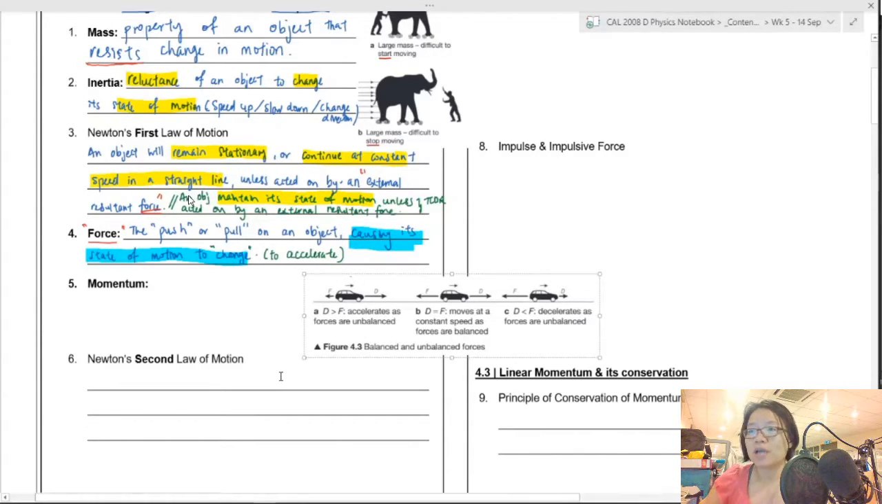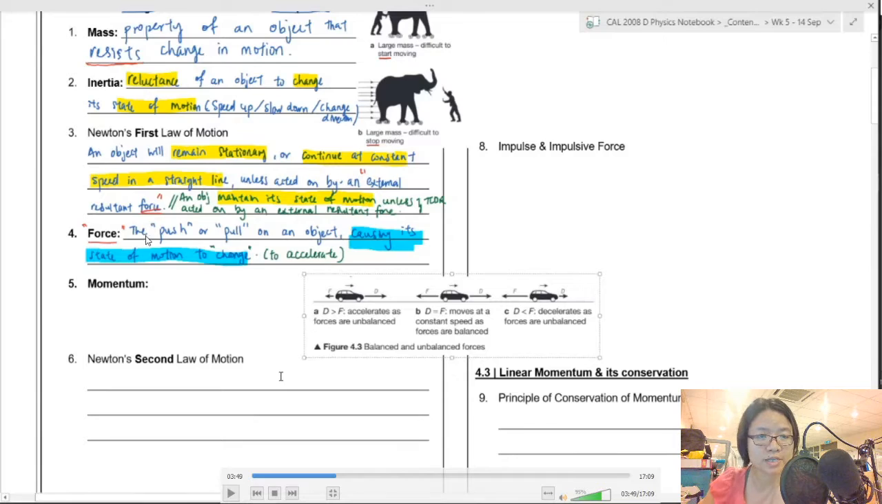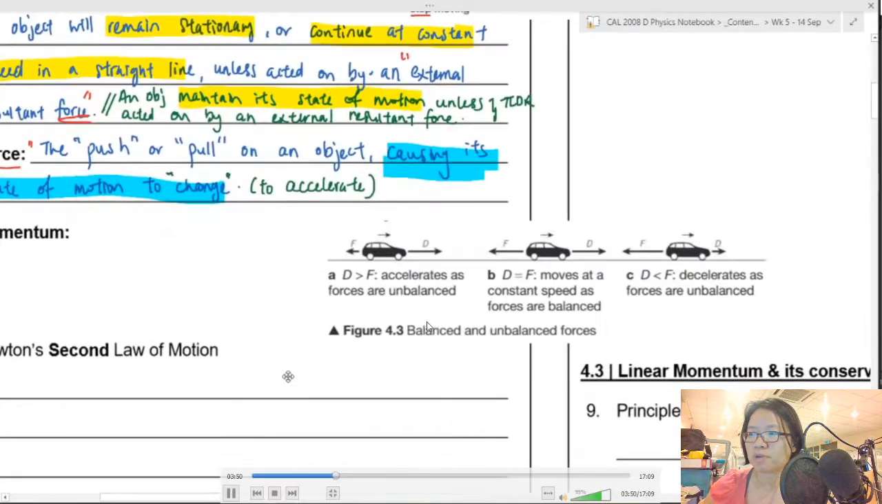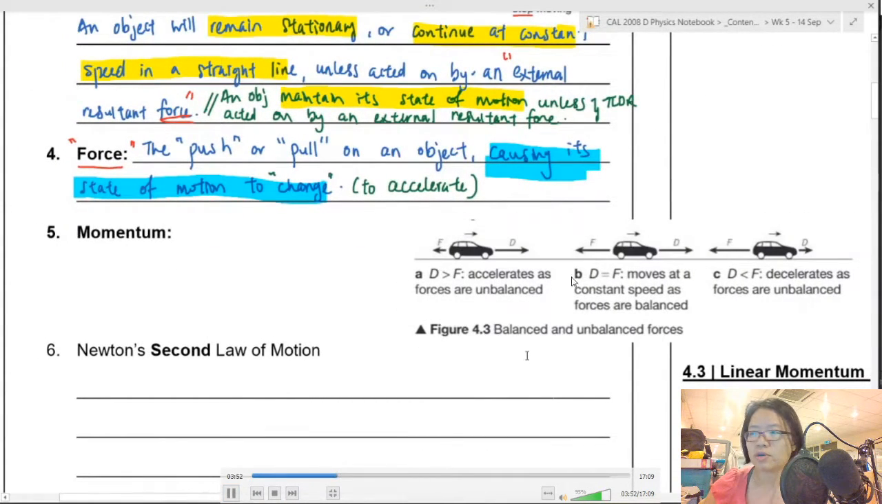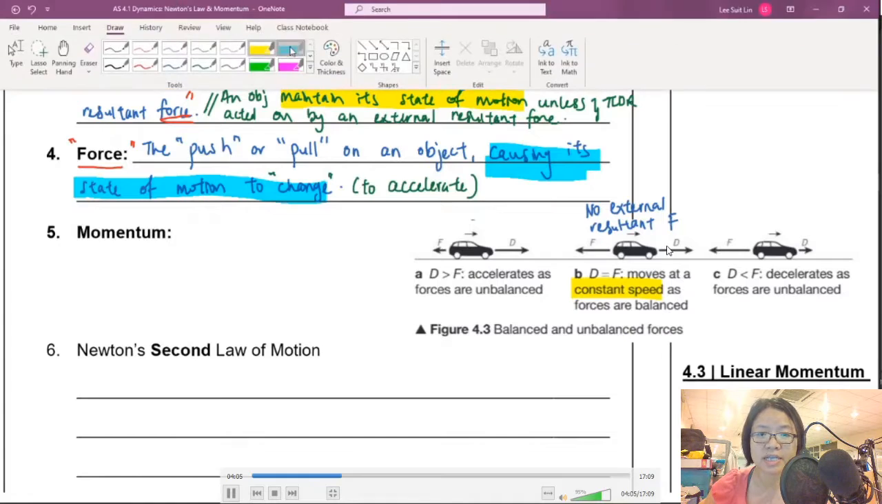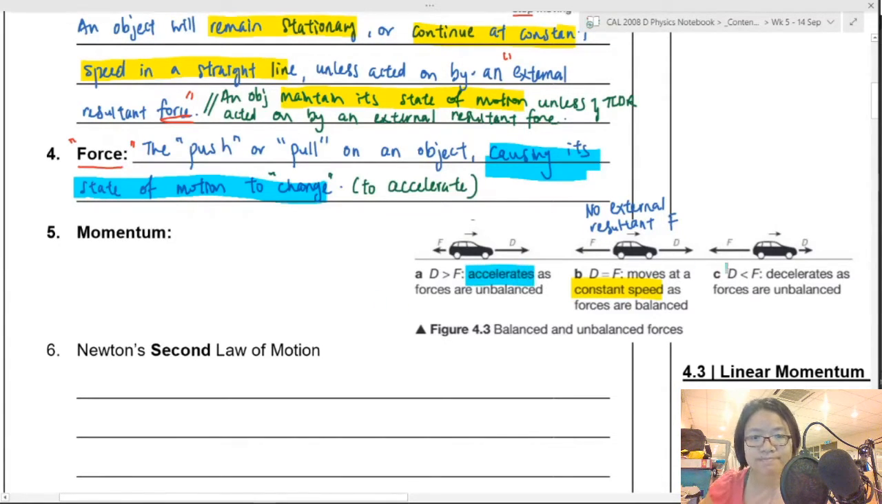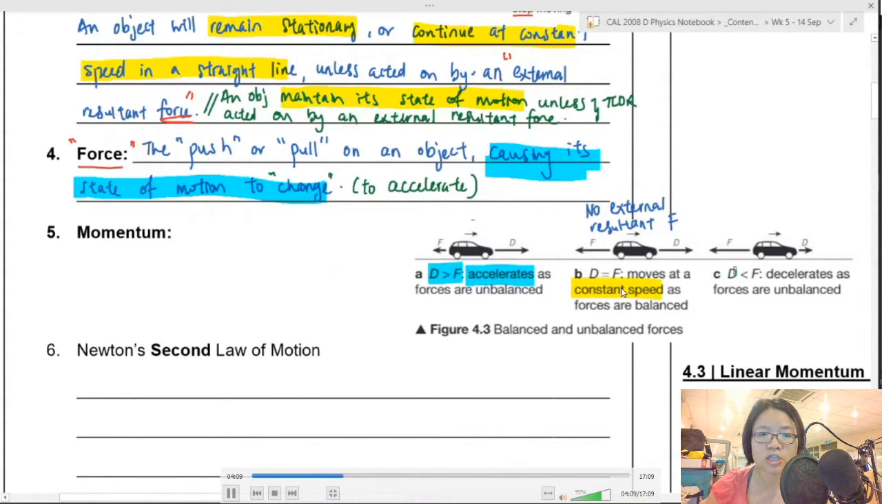Right? So now, when we talk about forces, it means the push and pull of an object, causing it to change its motion. So if you look at the handy dandy little diagram I found for you, you can see this is an example of a car, and the car has 3 different states. This D here is your drag force, okay? So in the center state, there is no external force because D is equal to F, they cancel out. So this means constant speed, no change in motion.